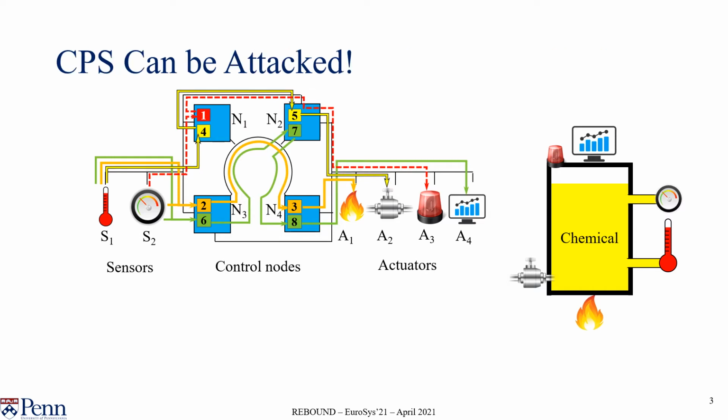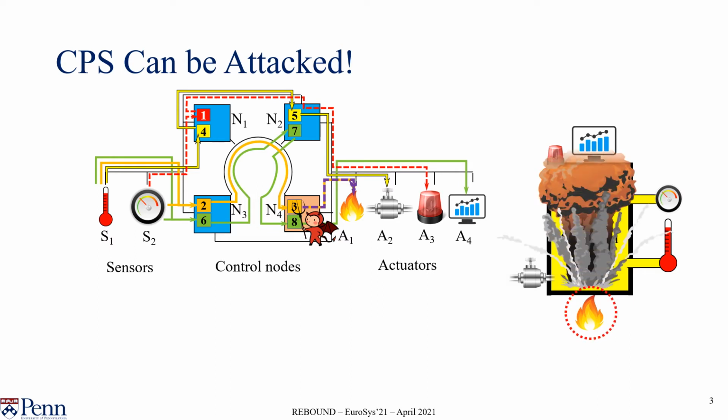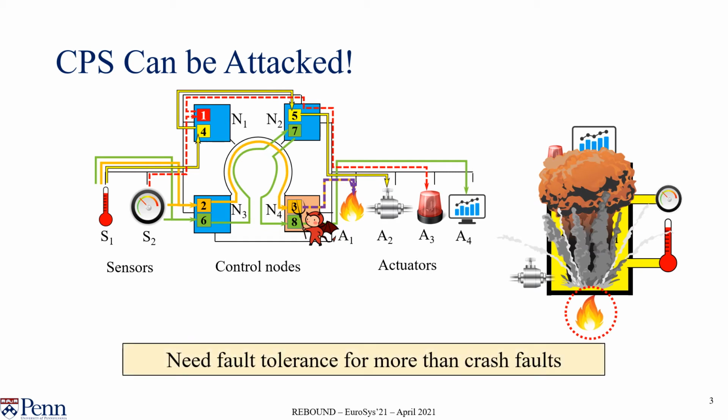CPS face a problem similar to that of traditional distributed systems, in that they can be attacked. For example, in this topology, let's say an attacker compromises node 4. In this setting, the attacker is able to modify the data that's being sent out of task number 3 so that it can change the behavior of the burner. If it increases the burner flame, then it could eventually cause a catastrophe to occur. So we see that cyber-physical systems need fault tolerance for more than simple crash faults.